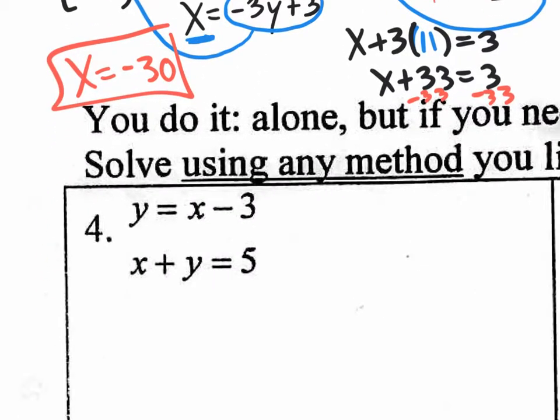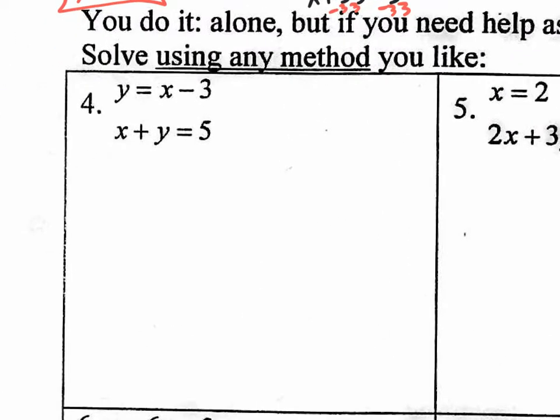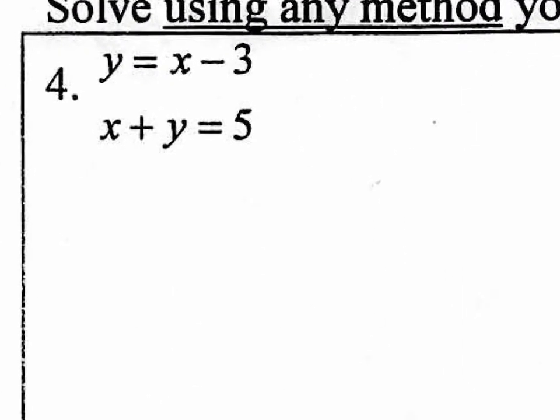Moving on down here, it says you do it alone, but if you need help, ask someone. Solve using any method you like. So you could graph it if you wanted to. You could substitute if you want to. Obviously, we want to practice substituting. But if two of them are really easy, ready to graph, then you might as well think about their graphs. Anyway, right here, I'm going to use substitution method. Step 1 is to pick an equation and get a variable by itself. It's already done for you.